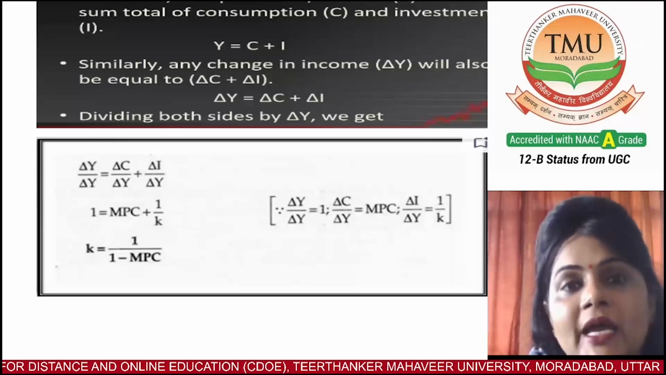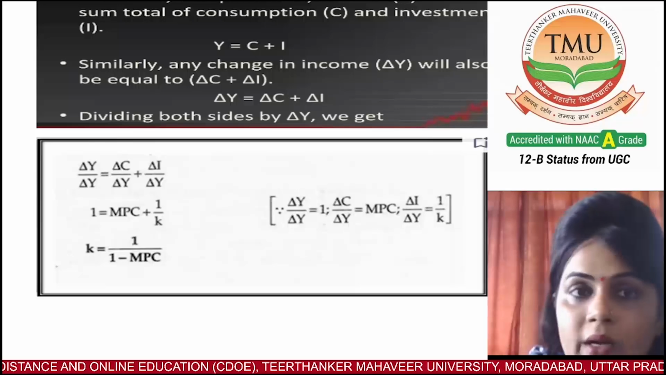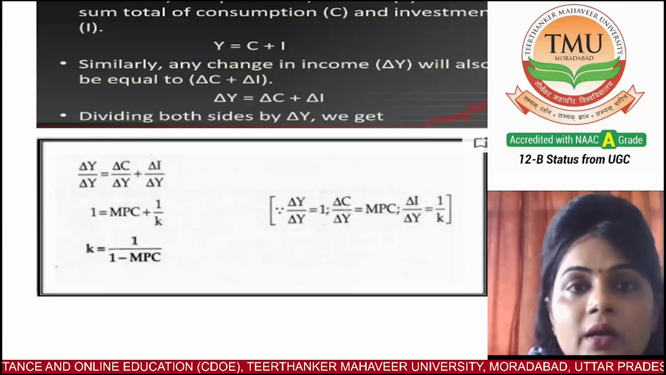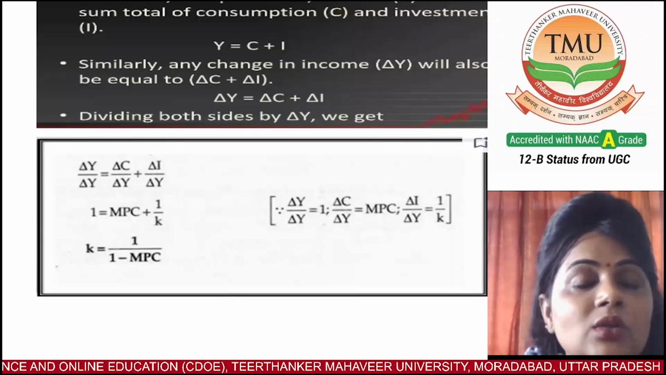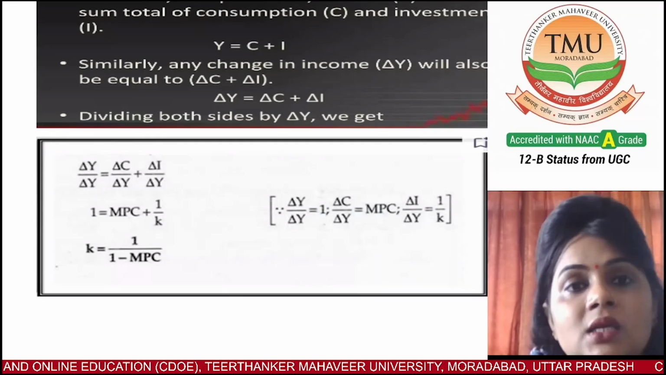Divide both sides by delta Y. Delta Y upon delta Y is 1. Delta C upon delta Y, MPC, is equal to change in consumption upon change in income.